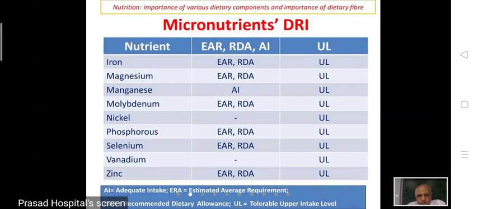Iron, magnesium, manganese, molybdenum, nickel, phosphorus, selenium, vanadium, and zinc. You see, selenium, zinc, vanadium, molybdenum, manganese, they are trace elements. And they are all needed for the sake of the nutrition. This is again available in the book Biochemistry in the nutrients chapter.